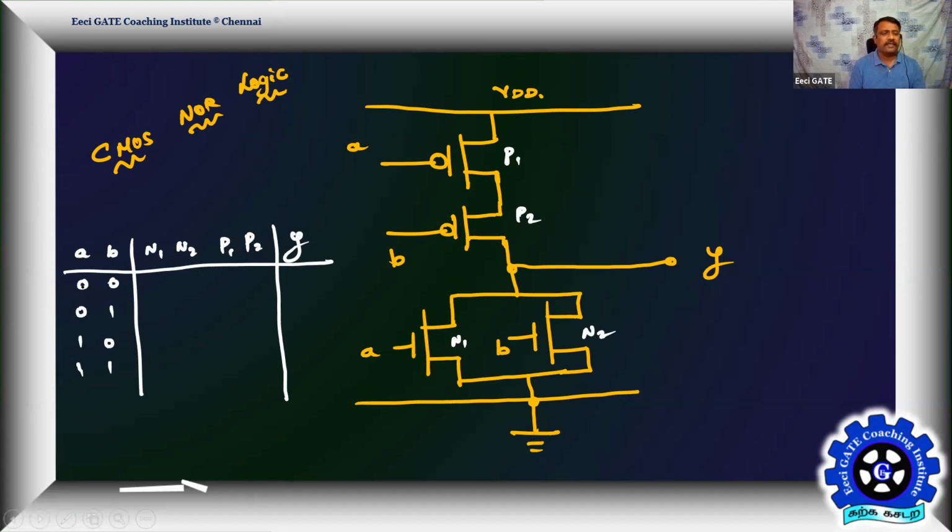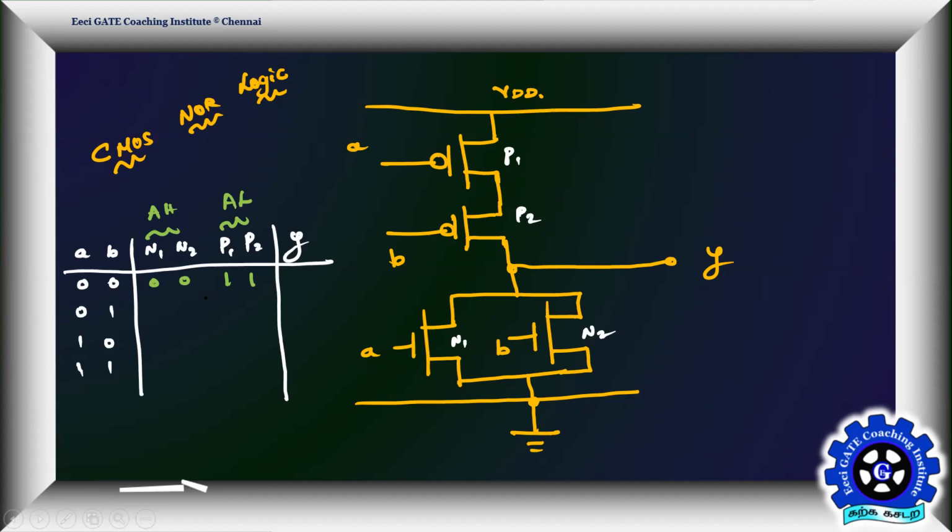Verification of your design. 0, 0, both NMOS will be in off condition, but both PMOS are in on condition. Yes or no? Yes, sir. These are active high switches. These are active low switches. P1, P2 both are getting logic 0. So it's 1 and 1. So both are 1 means Y is connected to VDD. That is equal to what logic? 1. Agree? Yes.